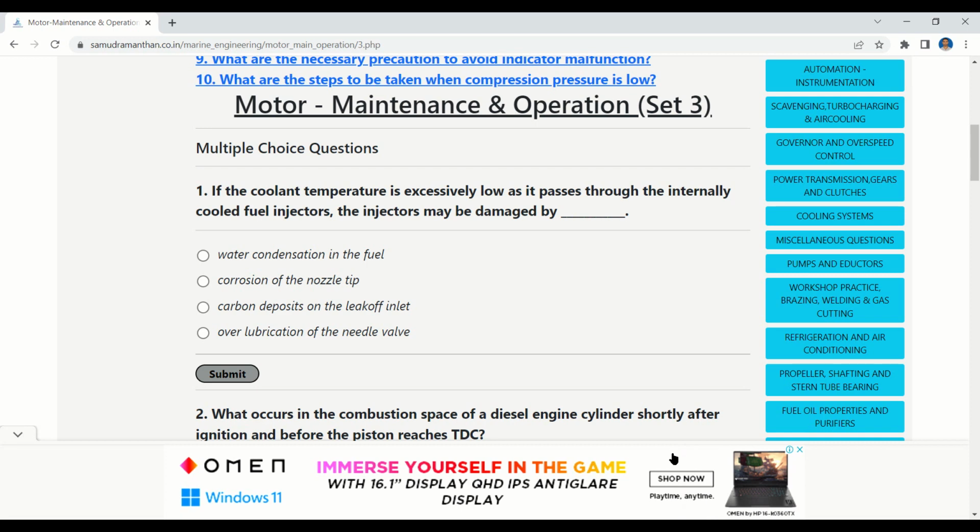Let's start. Our first question is, if the coolant temperature is excessively low as it passes through the internally cooled fuel injectors, the injector may be damaged by, and the options are water condensation in the fuel, corrosion of the nozzle tip, carbon deposits on the leakoff inlet, over lubrication of the needle valves, and the correct option should be corrosion of the nozzle tip.